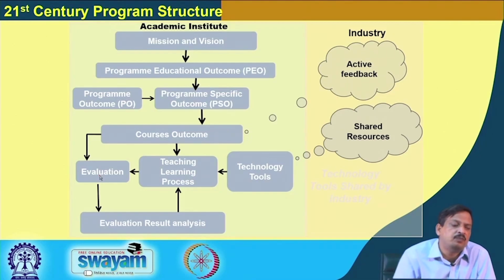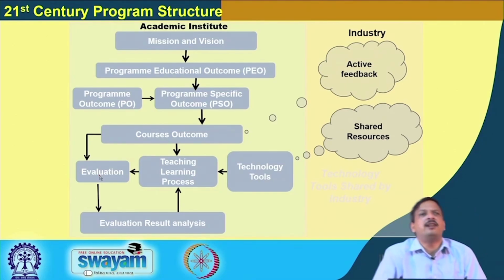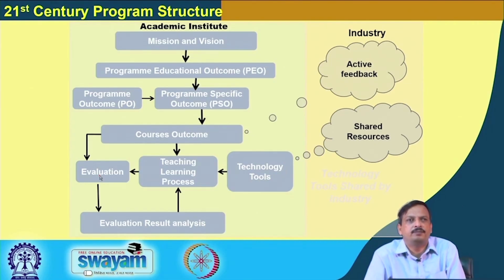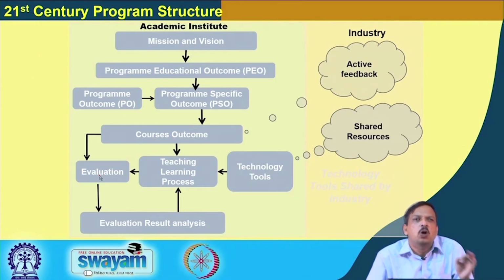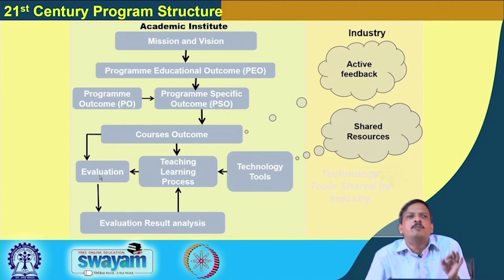Program outcome will be derived from the accreditation requirement. If I say this program will produce 4-year graduate engineers or undergraduate engineers, or let us say BTech engineers, then how do I measure the program? The parameter matrix for measurement of the quality of the program will be derived from PO. So, PO will come from the accreditation requirement.